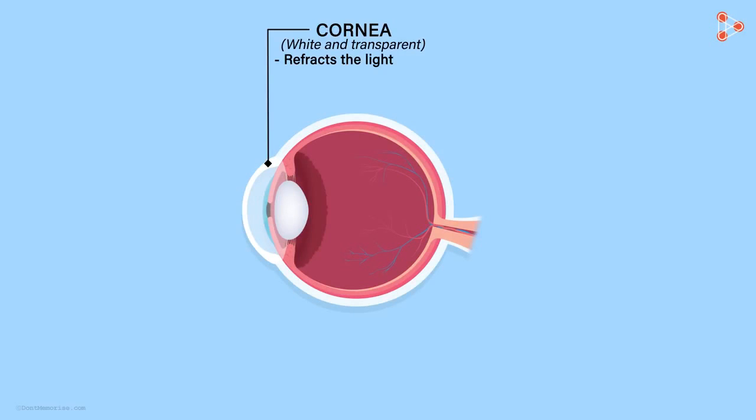It acts like a tough front wall of the eye, protecting the interior of the eye from accidents, and also does not allow foreign particles to enter. Okay, so this was all about the outer layer of the eye. Let's now talk about the things present inside.